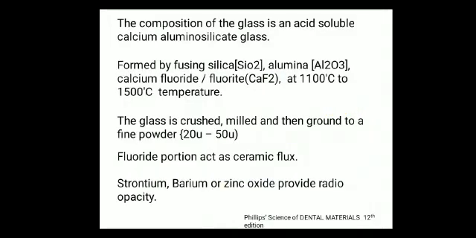The composition of glass is an acid soluble calcium aluminosilicate glass, which is formed by fusing silica, alumina, calcium fluoride at 1100 to 1500 degrees Celsius. The glass particles are crushed, milled, and then ground to a fine powder of up to 20 to 50 micron diameter. The fluoride portion acts as a ceramic flux. Strontium, barium, and zinc oxide provide radio opacity to the powder.